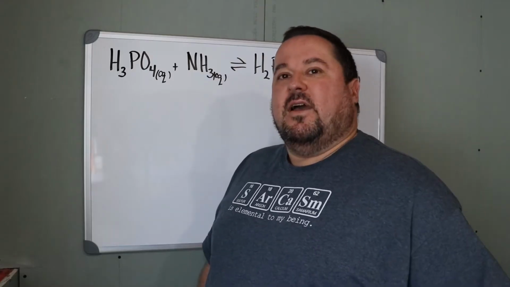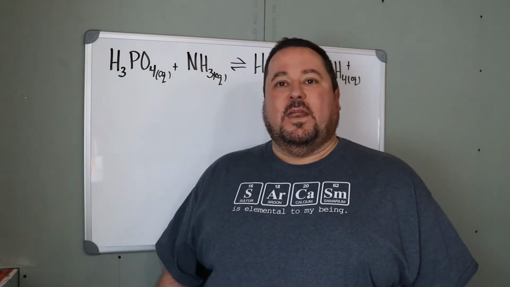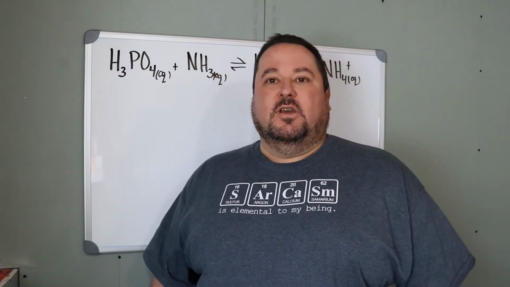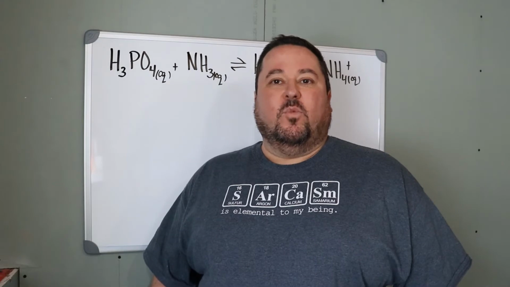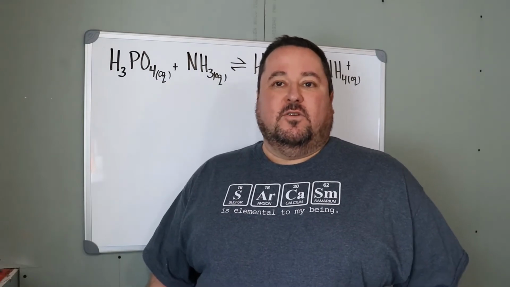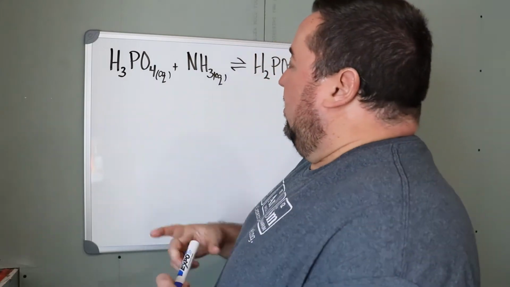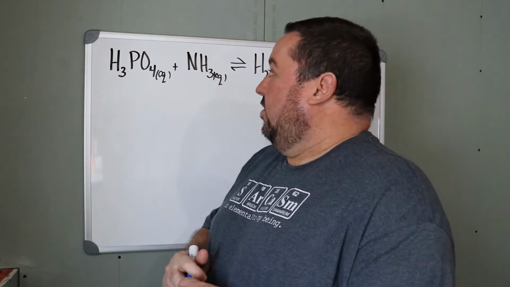In Bronsted-Lowry theory, we identify a substance as an acid or base depending on what we see it doing in a particular reaction. The same material can be an acid or a base depending on what it is reacting with. So you have to examine the reaction every single time. Here we see phosphoric acid reacting with ammonia.